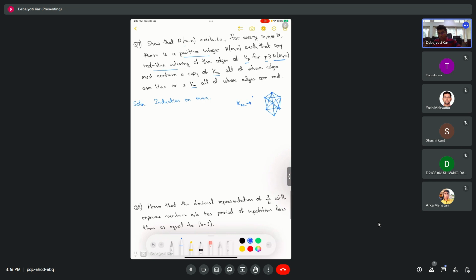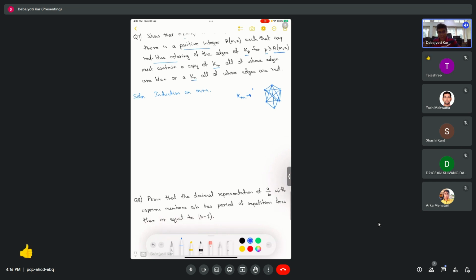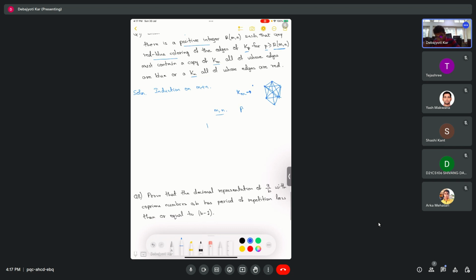Okay, now what we are saying here is that given any integers M and N, there exists a threshold, let's call it P. There will exist some integer P which is a function of M and N, such that now you consider Kp, that is, the complete graph on P vertices, or you consider any graph on at least P vertices. So let's call it KL, where L is greater than or equal to P. So you consider the complete graph on L vertices. So all these edges are there.